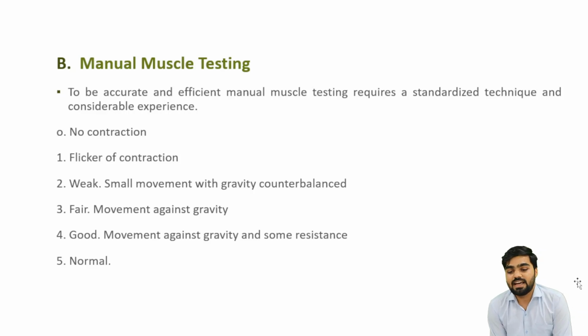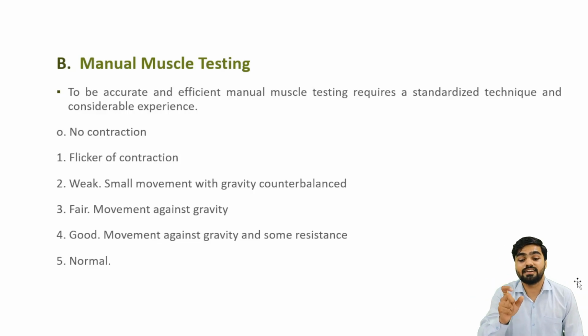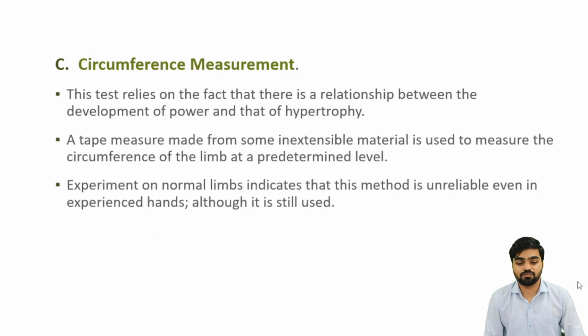To be accurate and efficient, manual muscle testing requires a standardized technique and considerable experience. You should go through every possible position as well as how to perform it. All the required criteria you should be aware of. These grades are from 0 to 5. It is the grading of your muscle strength based on what reaction you are getting from the muscle or muscle group from the patient. You will give a grade to the patient.